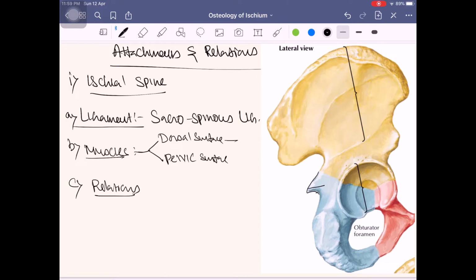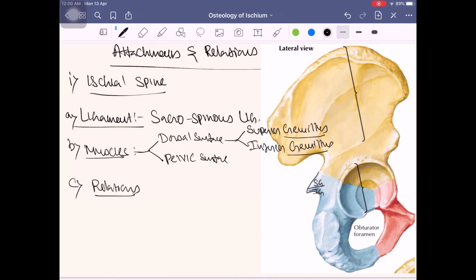So what are the muscles on the dorsal surface? This is the dorsal surface we are seeing. Here you have one muscle in the upper half: in the upper part it gives attachment to the muscle called superior gemellus. Here I am writing SG, that is superior gemellus. In the lower part it gives attachment to another muscle called inferior gemellus. The word gemellus actually means twins, because both the muscles are together, so they are called twins.